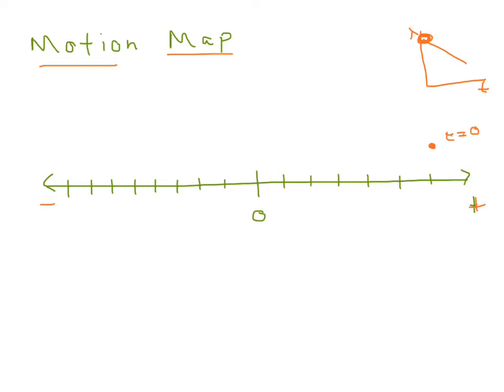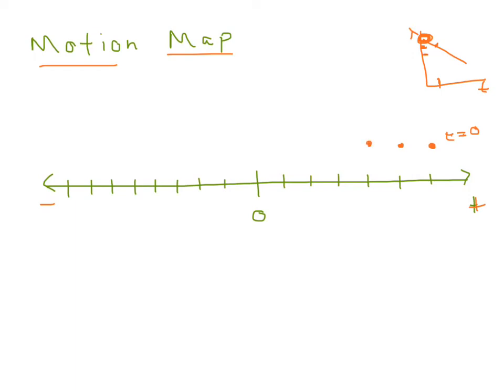And then what I'm going to do is I'm going to say, okay, every 1 second, I'm going to put a new dot on my motion map indicating where my object would be. And since I'm moving in the negative direction, I would say that if I am at this position at t equals 0, that at t equals 1, I might be at this position. Okay, that makes sense, right? So I'd be about right here, which is this position value. And then at t equals 2, maybe I'm at this position here.